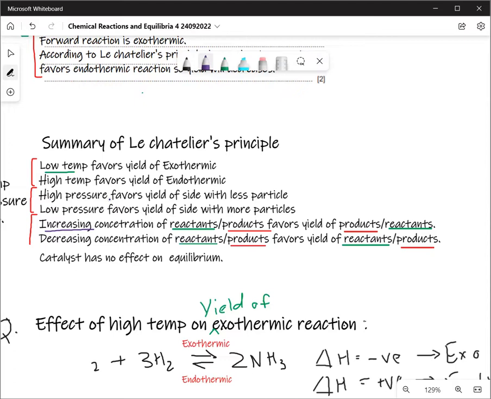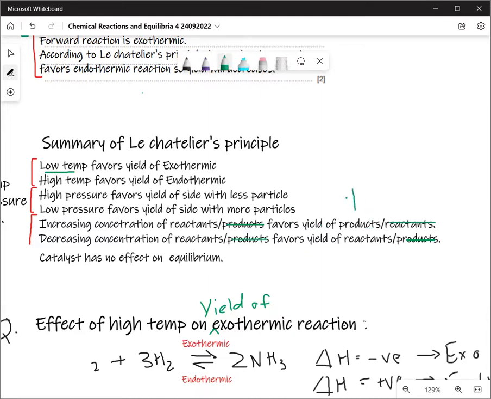Now, you tell me what is the opposite of increasing? It's decreasing. Okay, so if I increase reactant, what happens? Which side is favored, product or reactant? Let's focus. Let's remove these for now, and let's focus on these only. Now, if I increase reactant, what is favored? Product. Favored is yield of product.